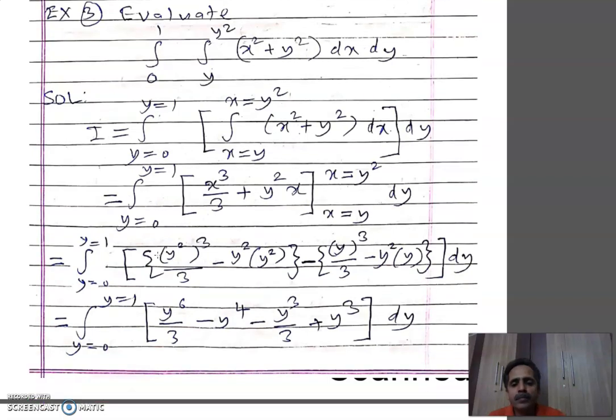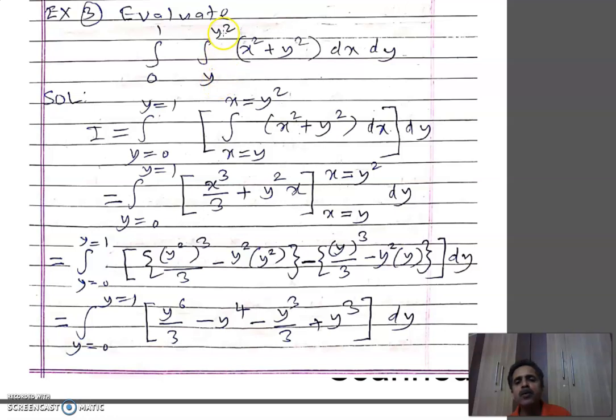Evaluate this integral. Here you can see the integral symbol two times. That means we have to carry out double integration of the function x square plus y square. We have two variables x and y. Look at the limits of the inner integral: y and y square. They are functions of y. That means we have to integrate first with respect to x.